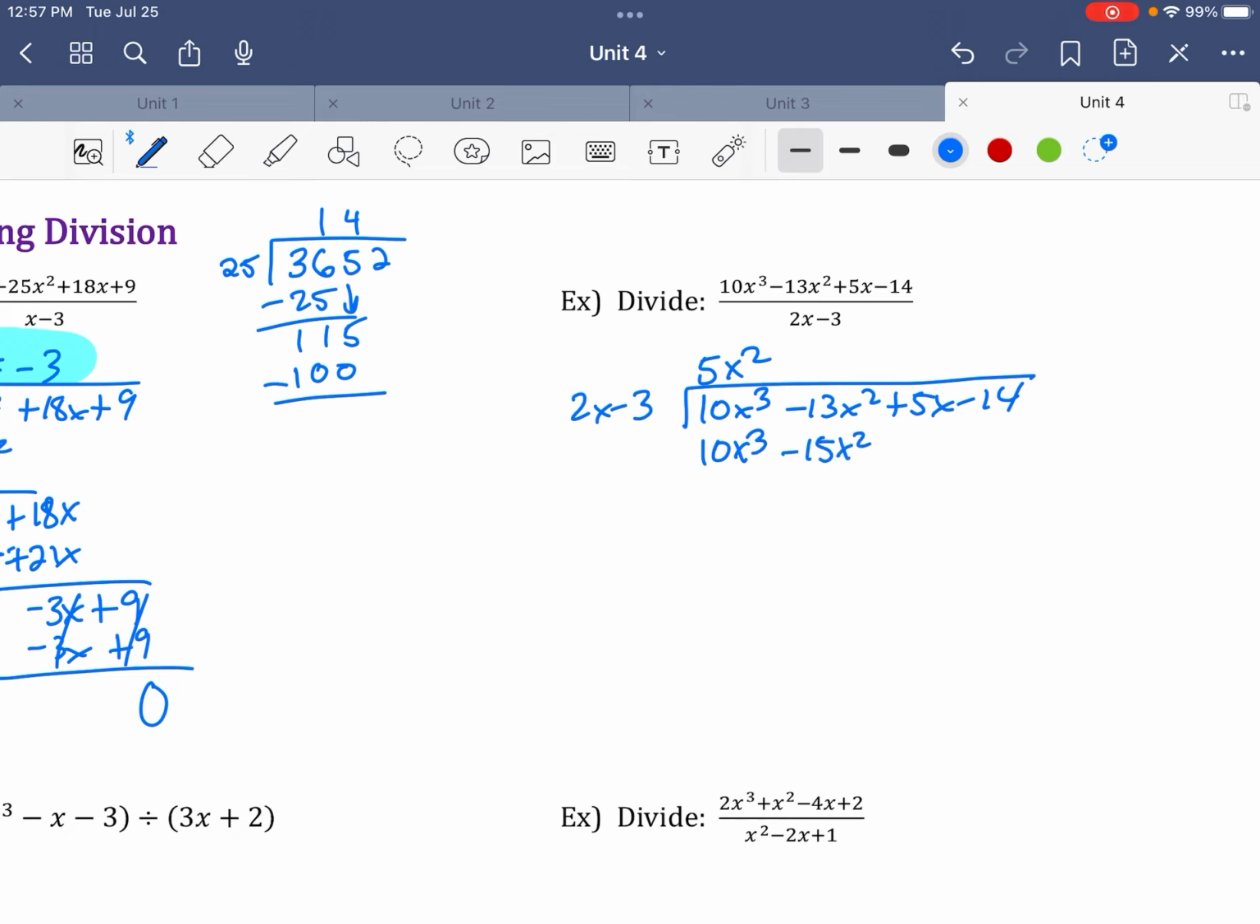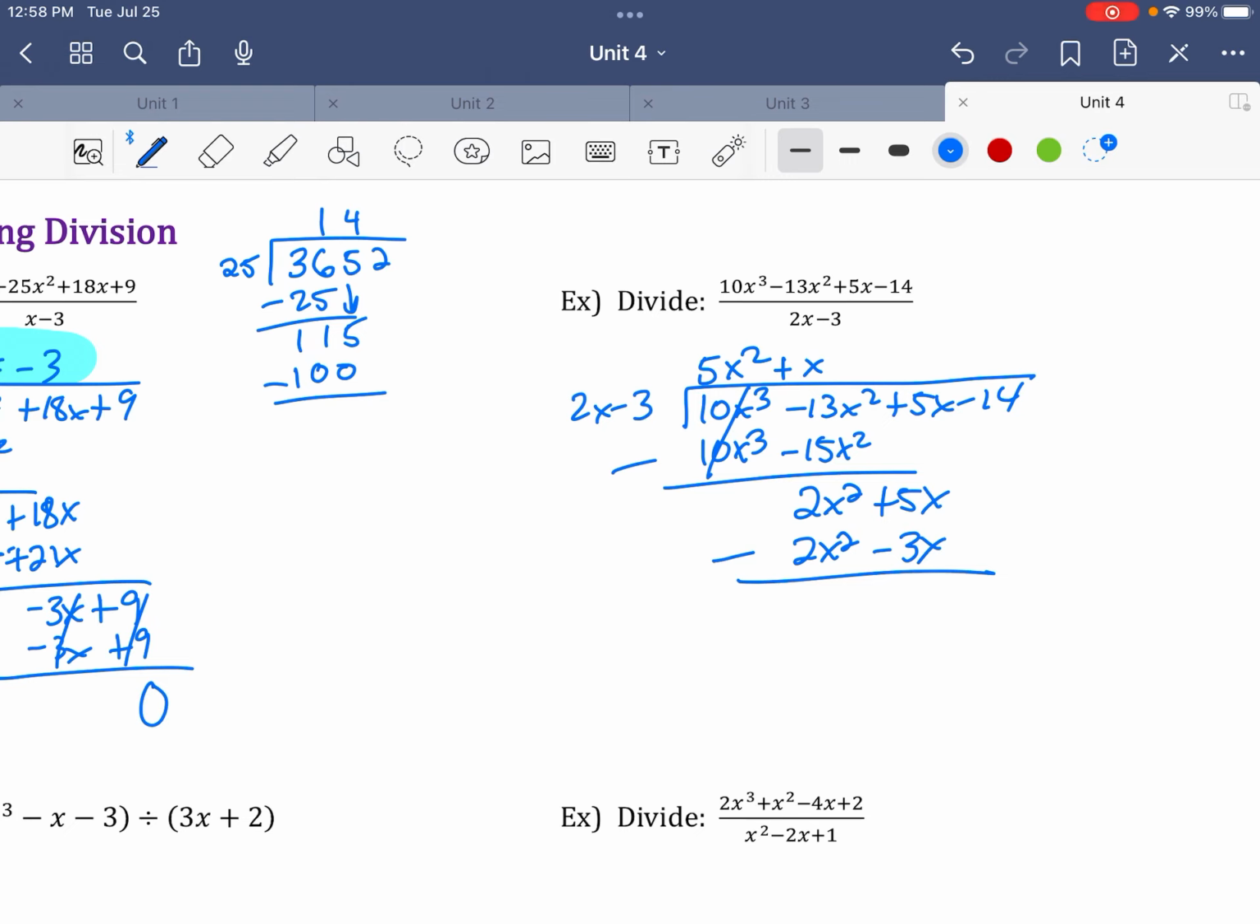5x squared times negative 3 is going to be negative 15x squared. Draw a line, subtract. These cancel. Negative 13 minus a negative 15 turns into a positive 2x squared. Bring down the 5x. All right, what do you need to make 2x turn into 2x squared? Well, all I need is another x. So plus x. So x times 2x is 2x squared.